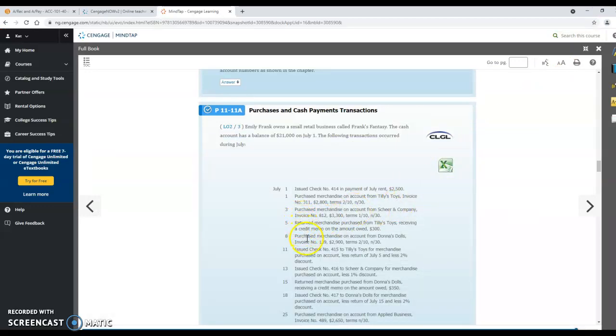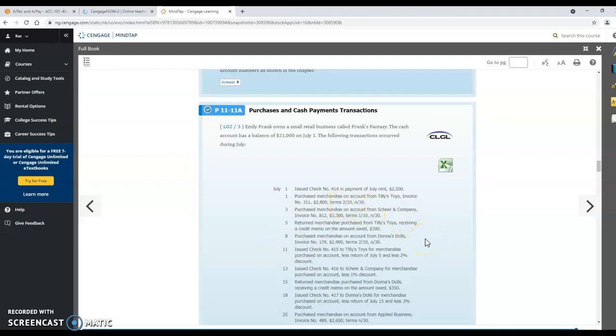Okay, I'm going to skip down to the 11th, and it shows that we issued check number 415 to Tilly's Toys for merchandise purchased on account, less the return of July the 5th, and less the 2% discount. Why the 2% discount? Because remember back up when we originally bought the stuff on the 1st, we had terms of 2/10, net 30. So as long as we paid by 10 days after the 1st, which is the 11th, we could take a 2% discount.